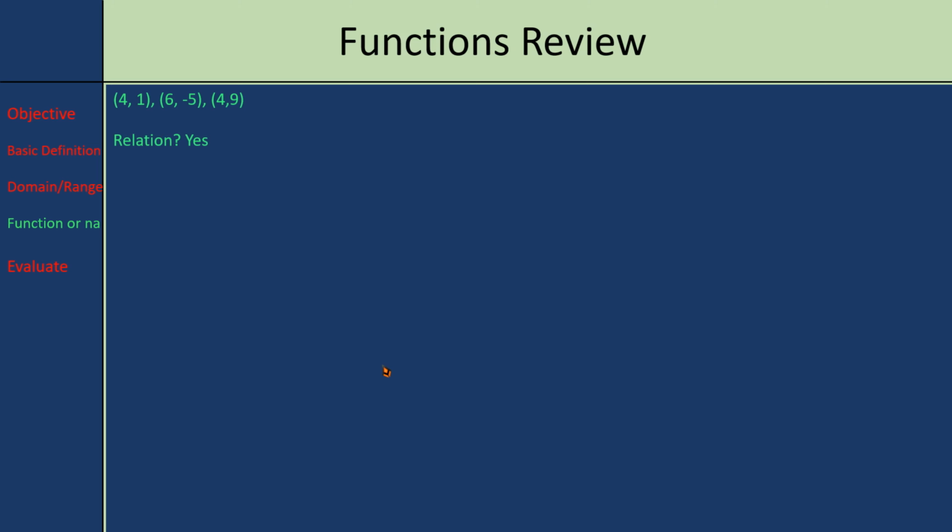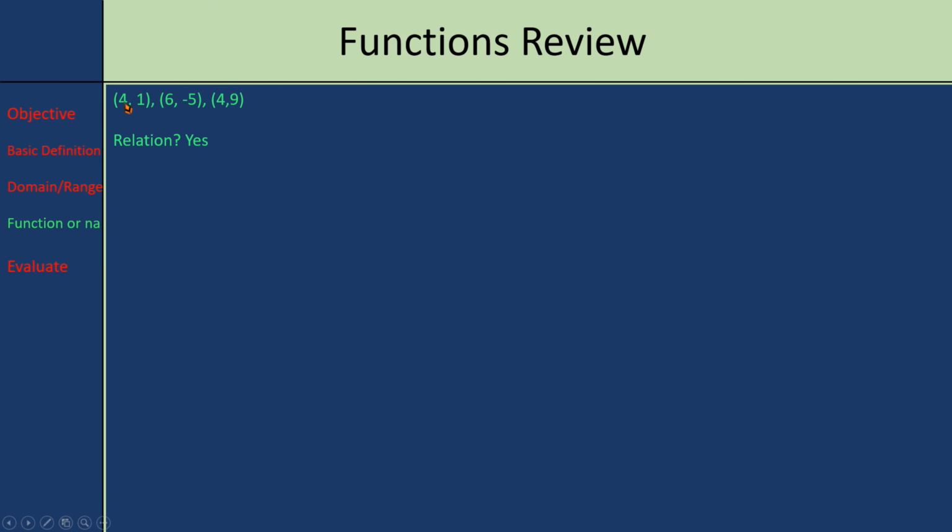Yeah, because it's a mapping between the input and the output, right? So here's an input, you get an output. Here's an input, you get an output. This input gets you an output. So it is a relation. Now, is it a function? You have to decide, does every x only give you one y?